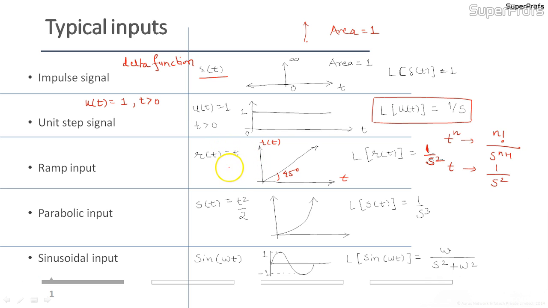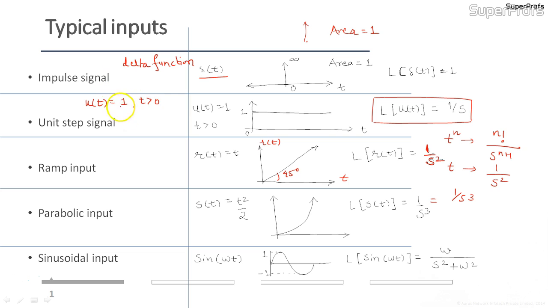Then you have the parabolic input, which is represented as p of t equal to t square by 2. We can represent any parabolic input as a power of 2 of time t, but the Laplace transform of t square by 2 is 1 upon s cube, and that is why t square by 2 is a standard signal.